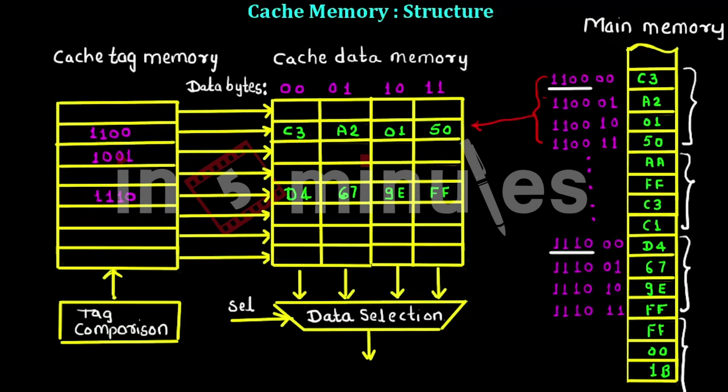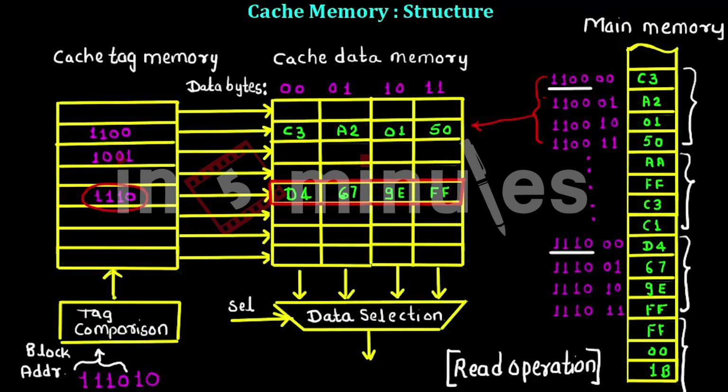Now let's see one example so that you understand this better. Suppose we want to access the address 111010. This is the read operation we want to perform. So first of all, the tag comparison is made. The first 4 bits from the address are the block address, and they are compared with all the entries in the cache tag memory, and we have found a match. The particular block address is present in the cache tag memory. So basically a read hit occurs.